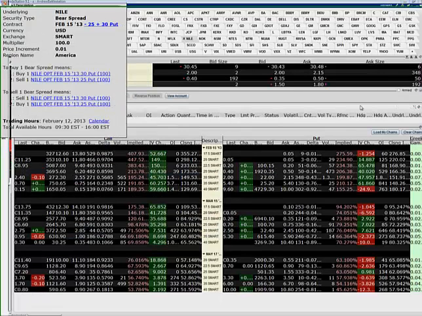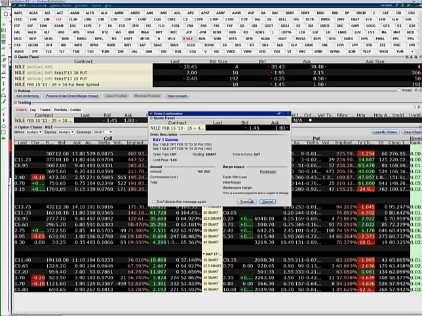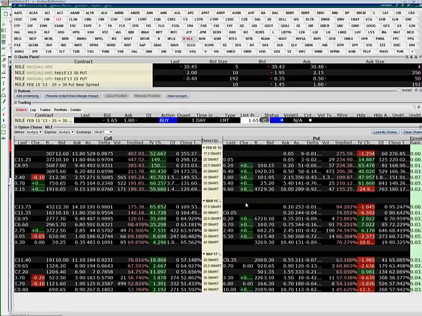I'm going to just bid a one lot on this. I'm going to bid $165 for a one lot. It's $165, and I think I'm going to get filled on it. I just got filled at $165. So I literally bid a one lot, $165.